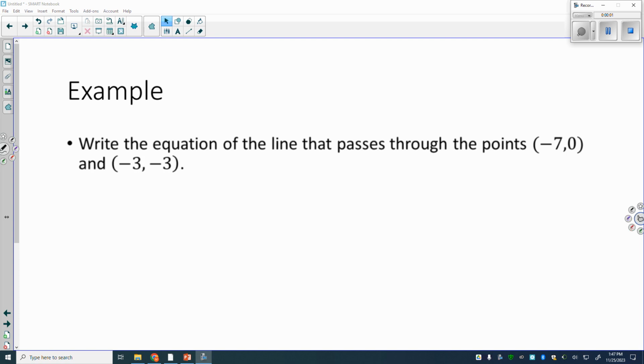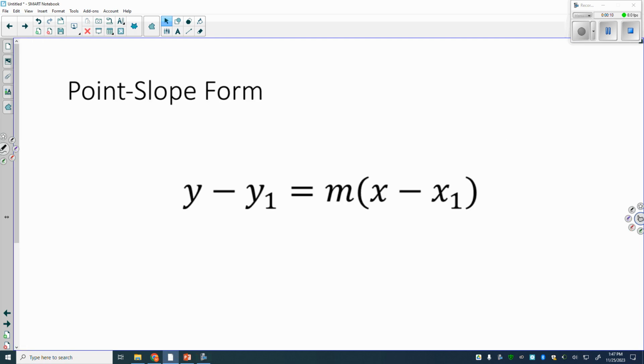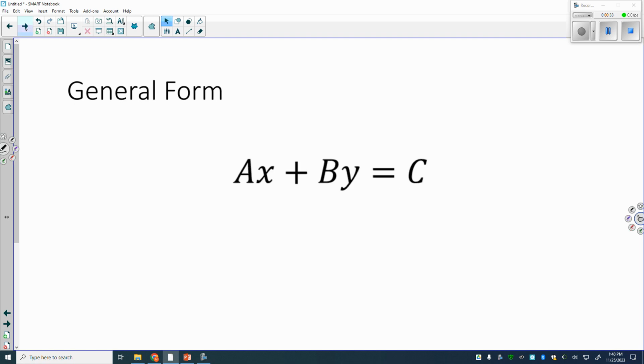Now, before I go through example 1 here, make sure that you've copied down in your notes back here these two forms. Point slope form, which is really good, and remember y sub 1 and x sub 1, those are just x and y coordinates. m is the slope, this is still slope, and x and y, these are variables. They will stay variables as we go through and do this. So make sure you have this down, and make sure you have this general form copied down.